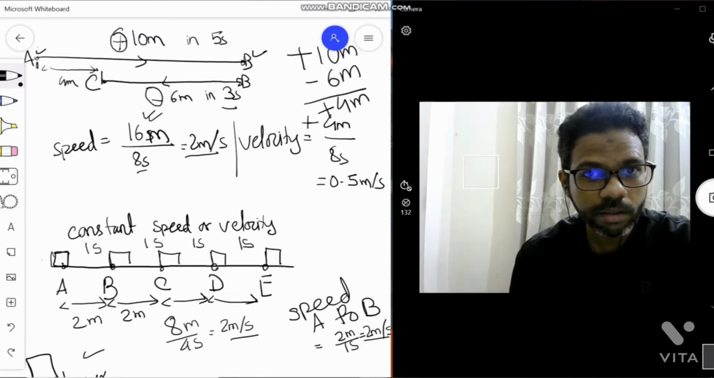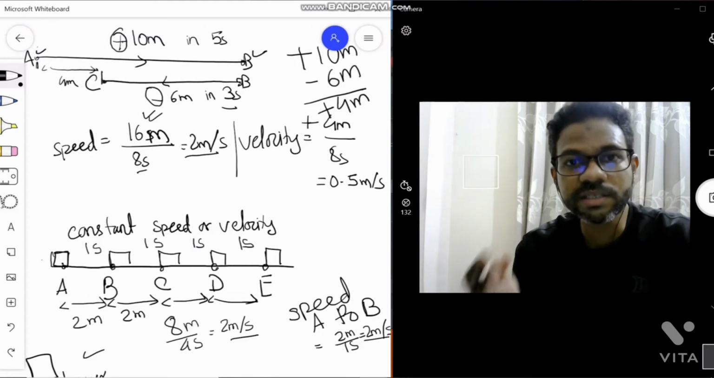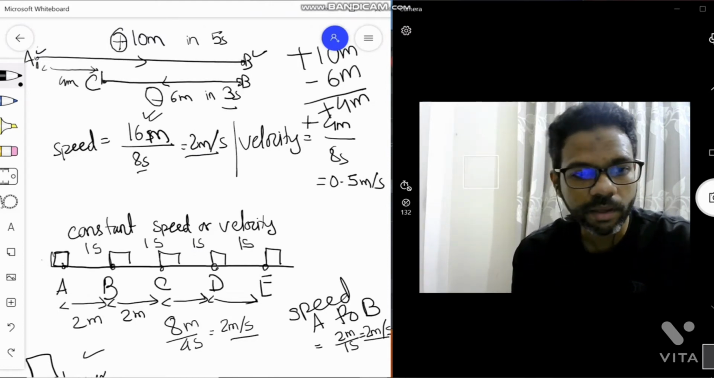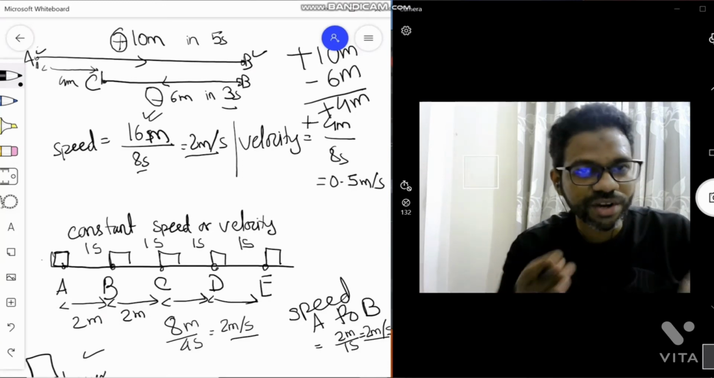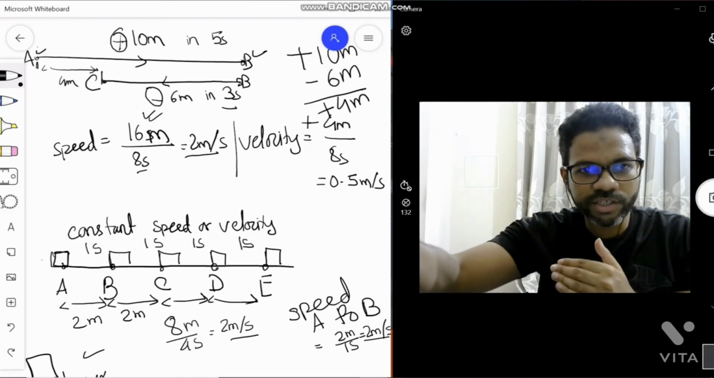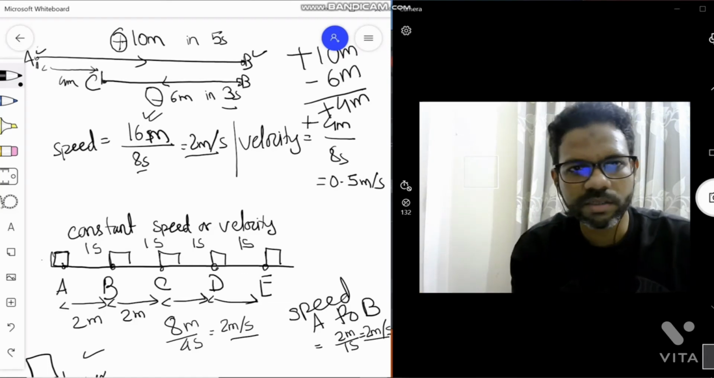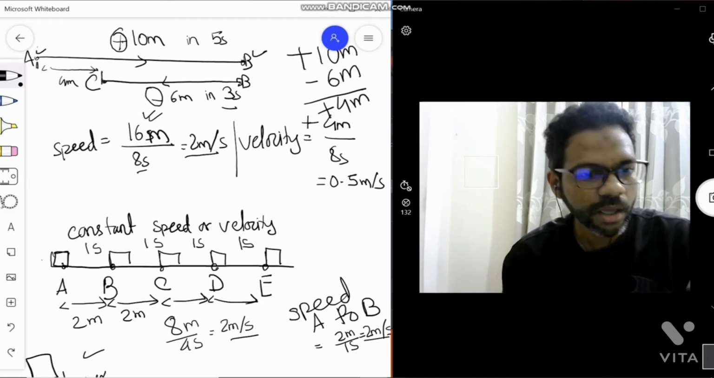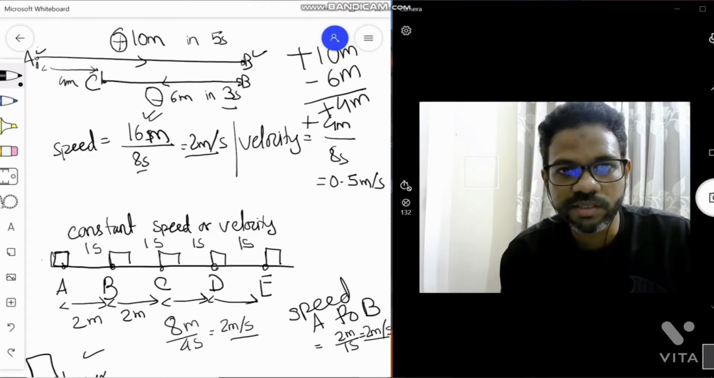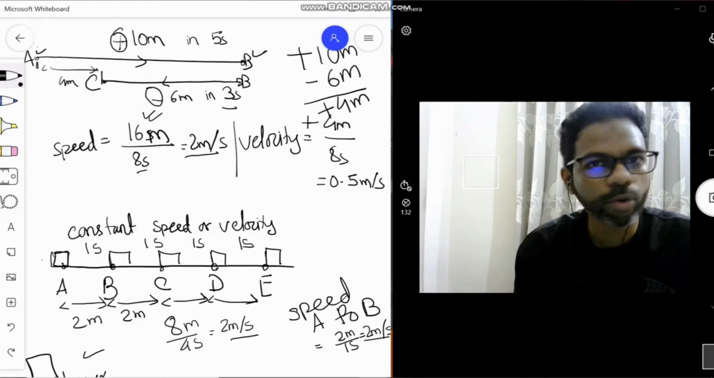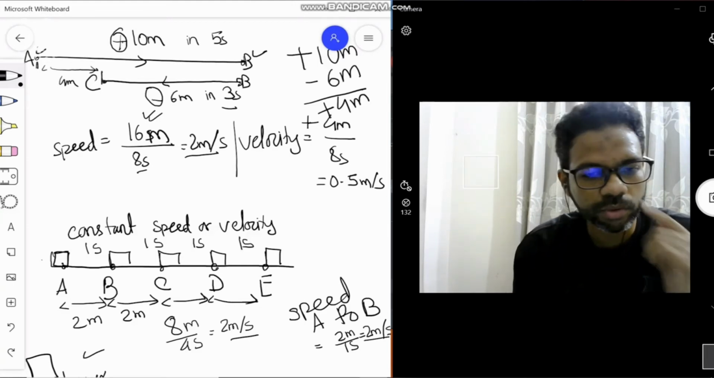Why? Because here the distance and displacement will be the same. The object is not changing its direction. So if the distance traveled is 2 meters in the forward direction, the displacement is also 2 meters because it's not changing direction. So in this kind of scenario, we can say that the object is either moving with constant speed or constant velocity. Both of them are correct. None of them is wrong. Both the concepts are clear.